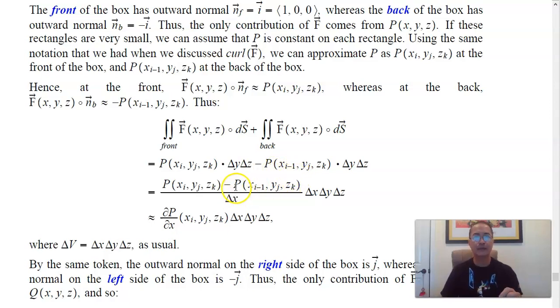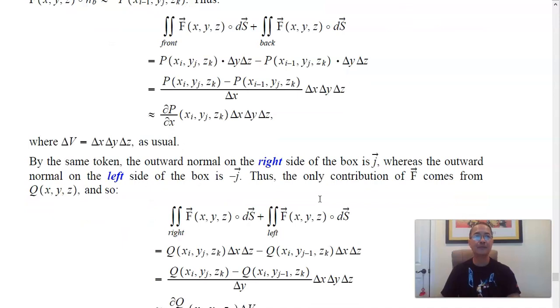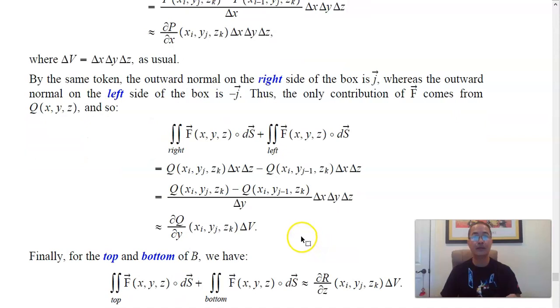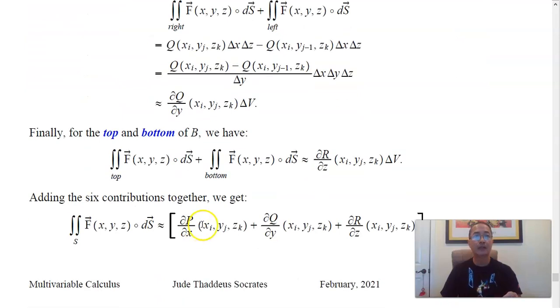We've seen this before. Fix it by dividing by delta x, multiplying by delta x. Oh, wait a minute. Delta x, delta y, delta z. That's now a delta v. So same thing with the Q contribution. We're going to get a partial here, a partial Q with respect to x. Here we get a partial Q with respect to y. Sounds familiar. We're getting the divergence. So similarly for the top and the bottom, it's going to be partial of R with respect to z.